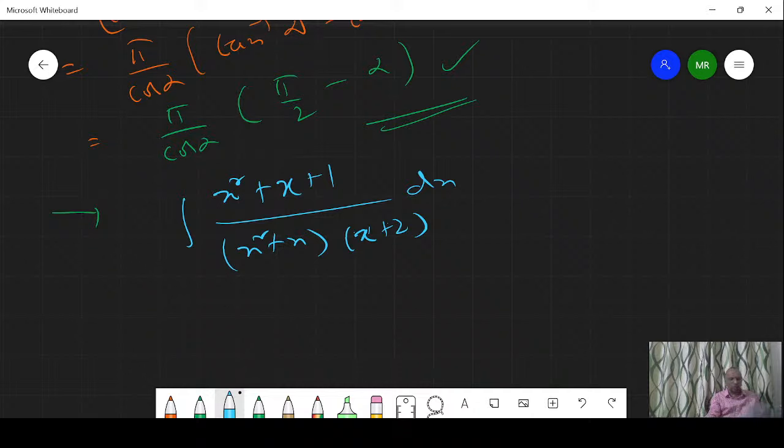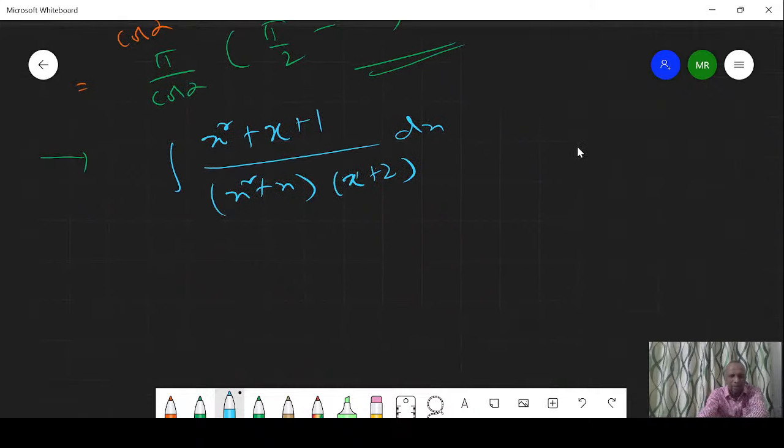So here the most important thing is to split into partial fractions. That is important here. I will explain how to split the partial fractions, then writing the integration will be easy. So I will consider this now.